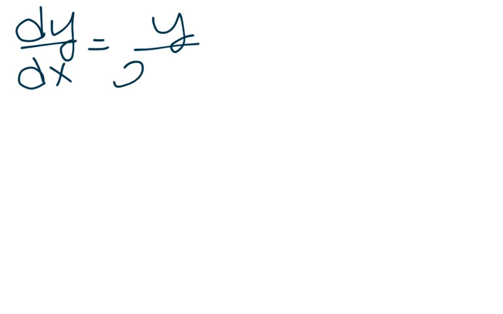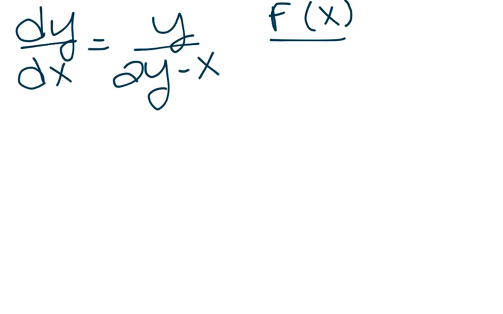Okay, so for part D, we're going to find the second derivative of the original equation. We already found the first derivative, so we're going to use that to find the second derivative. So it was dy over dx equals y over 2y minus x. To solve this, you need to use the quotient rule, so y is going to be our f value, and 2y minus x is going to be the g value.